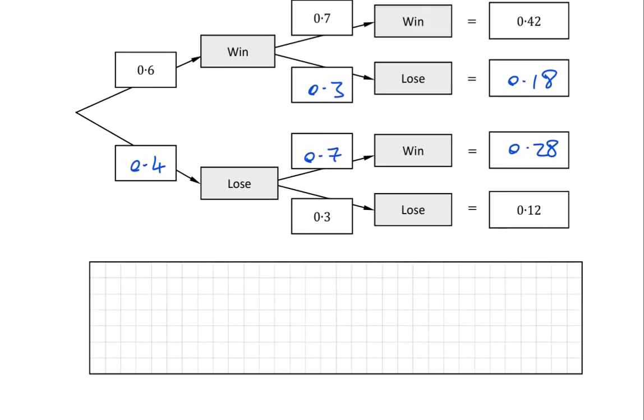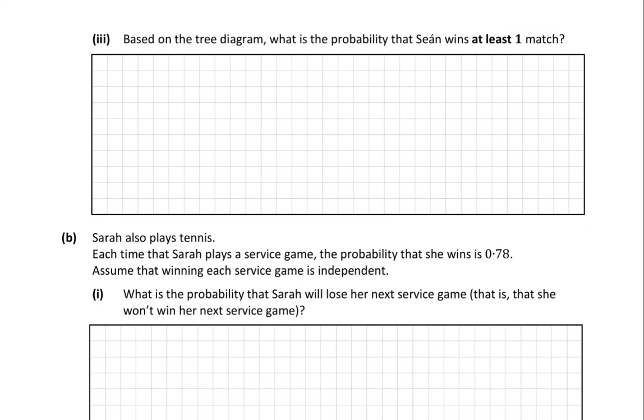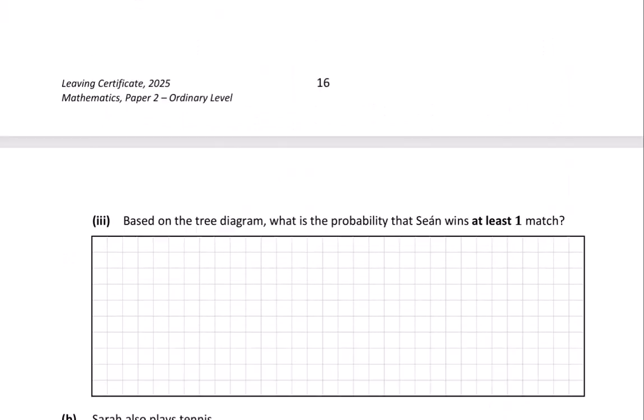Yeah. So let's move on to the next one. Based on the tree diagram, what is the probability that Sean wins at least one match?